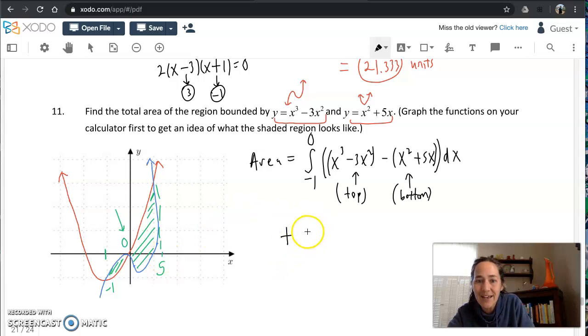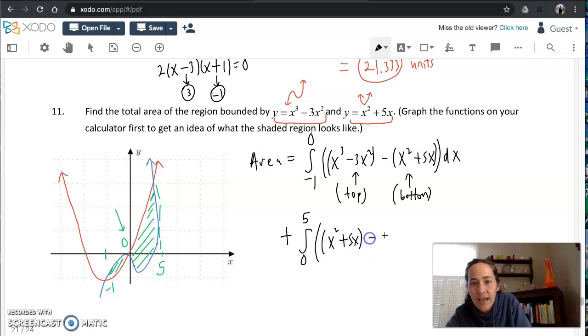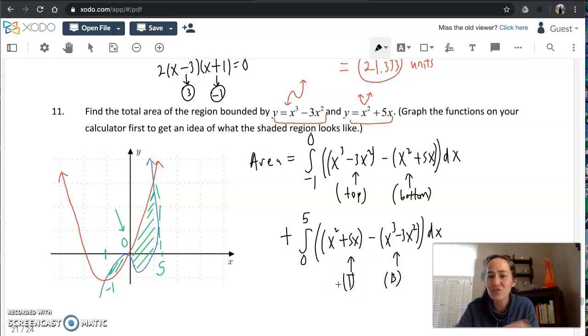Plus, let's add a second integral. For this one, let's go 0 to the next intersection point, 0 to 5. Because the 2 functions have flip-flopped, that's what complicates things. Now your top function is x squared plus 5x, and the bottom function is x to the third minus 3x squared, dx. You flip-flopped. This now becomes t for top and b for bottom. Again, not important that we solve this whole thing out. Just wanted to show you one other picture of what could occur.